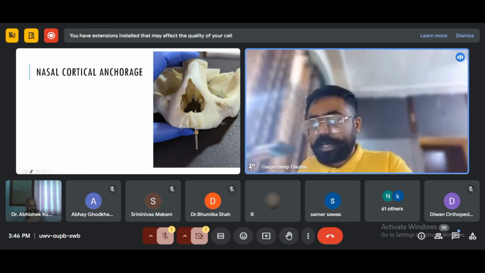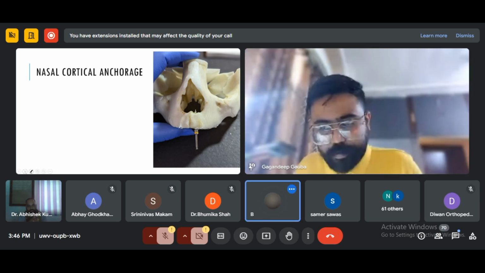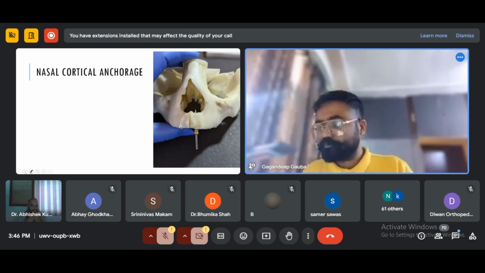Nishtha ji, do you want a tabletop demonstration? Sure, sir. Yes, sir. Nishtha ji, can you please transfer the screen to tabletop? I'll do that.